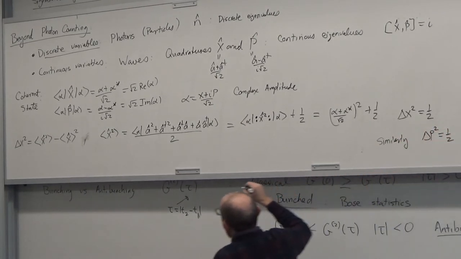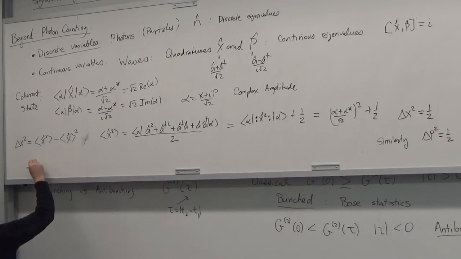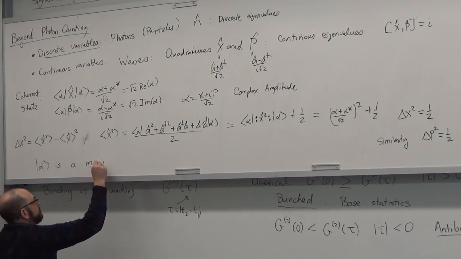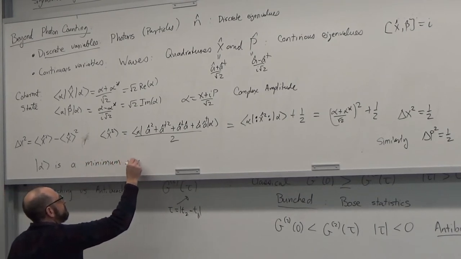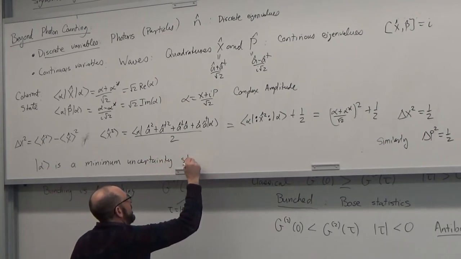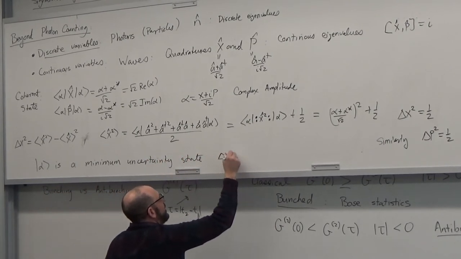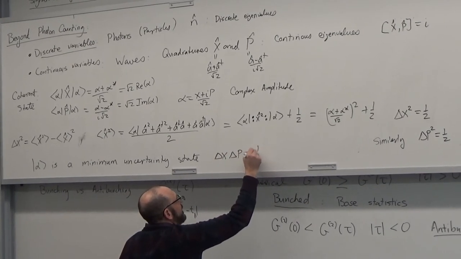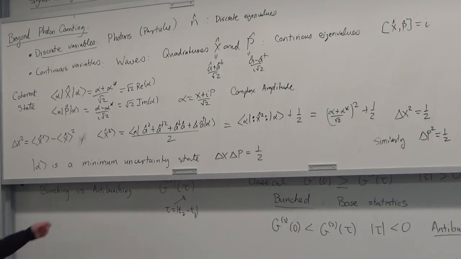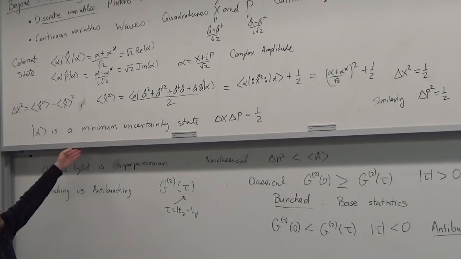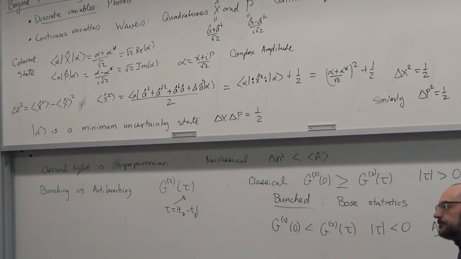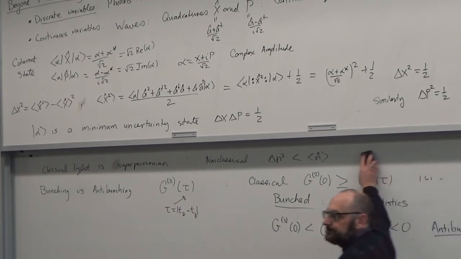And so this is a minimum uncertainty state, such that the product of the RMS is the minimum value. So a coherent state is a minimum uncertainty state, and each of them has fluctuations 1 over root 2 in RMS.